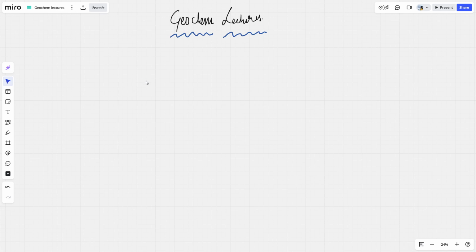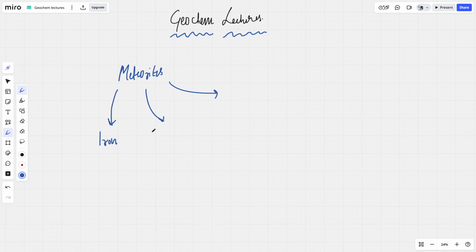So we have the meteorites, okay, and then we have three types. We have the iron meteorite, we have stony meteorite, and we have the stony iron meteorite. Fine.